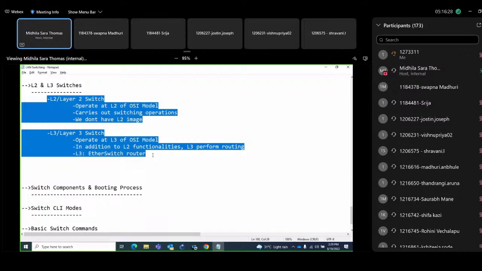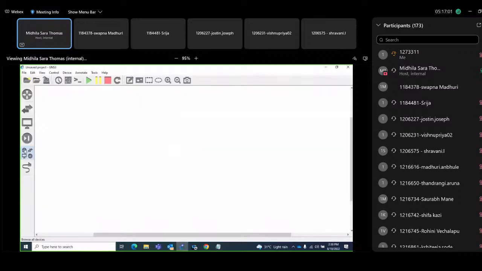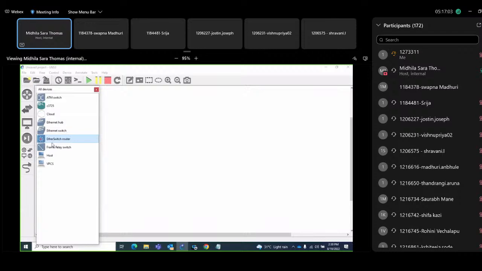Is it clear up to this? Let me know. Lack of response means what? Yeah, is it clear? Okay. So even though there are two types of switches, we don't have the image of the Layer 2 switch. We have the image of the Layer 3 switch. That is Ether switch. So we are using a type of Layer 3 switch for our LAN switching course, which is called Ether switch router.